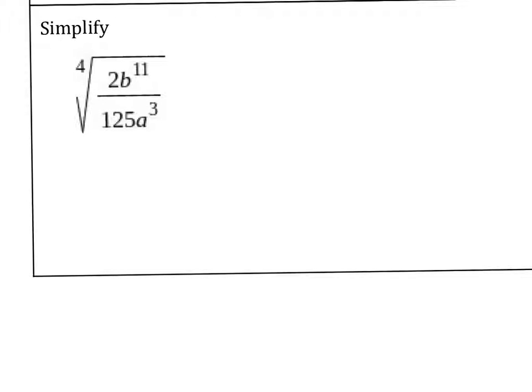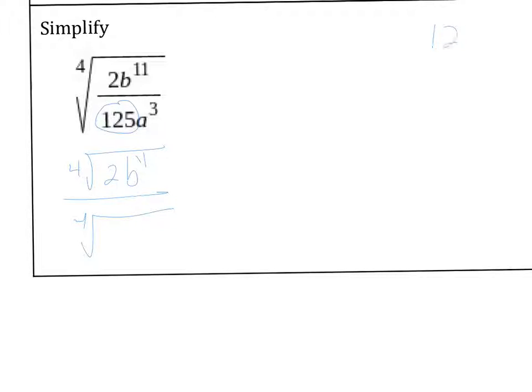This one looks pretty crazy, but it's not much different, frankly. It just looks a lot worse. But the first thing we do want to do is break up that radical over the top and the bottom. So I'm going to take that fourth root and put it strictly over the numerator and also strictly over the denominator. I'm also, while I'm at it, going to break this down.